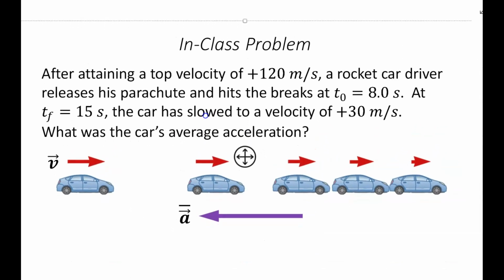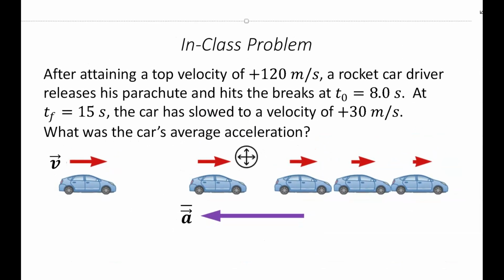So we're going to look at this problem in particular. Let's go ahead and read it first, and remember we're trying to gather information here, visualize this problem. We may need to read it several times. After attaining a top velocity of plus 120 meters per second, a rocket car driver releases his parachute and hits the brakes at t0 equals 8 seconds. At t final equals 15 seconds, the car is slowed to a velocity of plus 30 meters per second. What was the car's average acceleration?